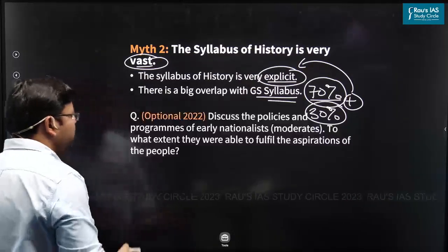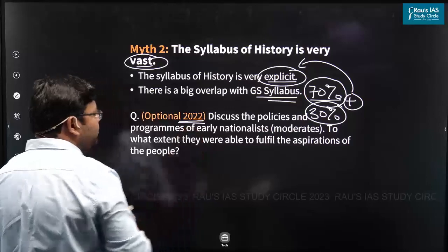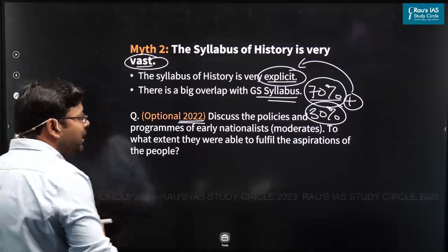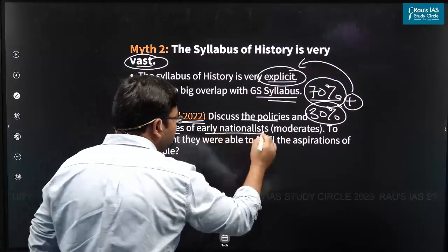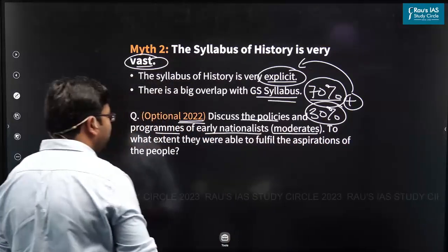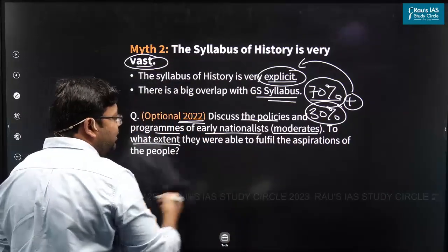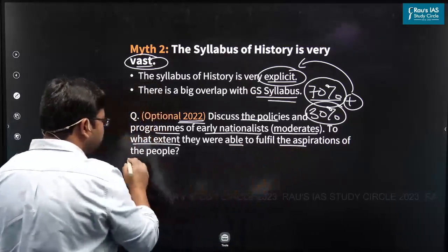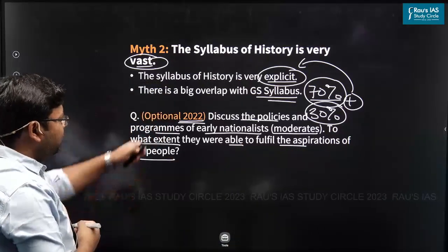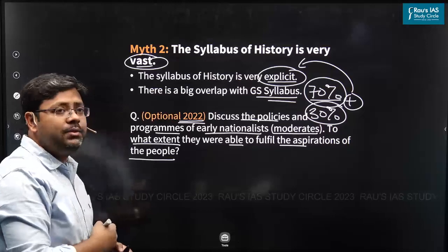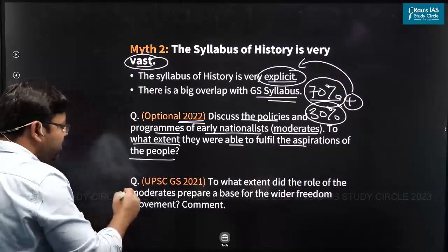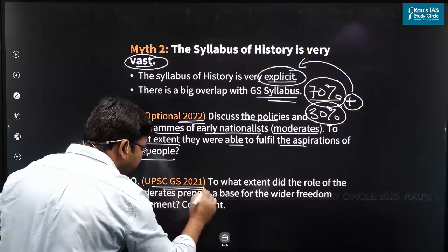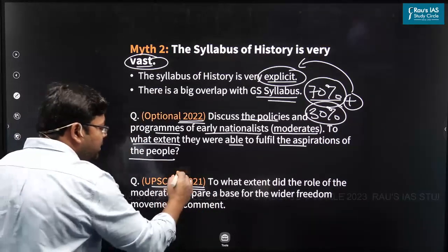The first question is from optional 2022 that says: discuss the policies and the programs of early nationalists or the moderates. To what extent were they able to fulfill the aspirations of the people? Now, that was the question asked by UPSC in optional 2022. A very similar question was asked by UPSC in GS 2021.